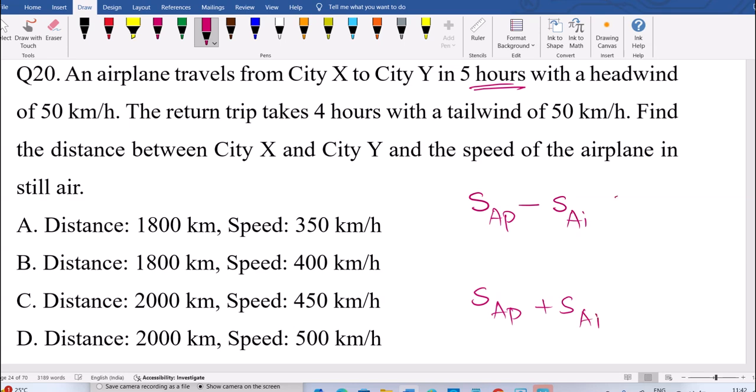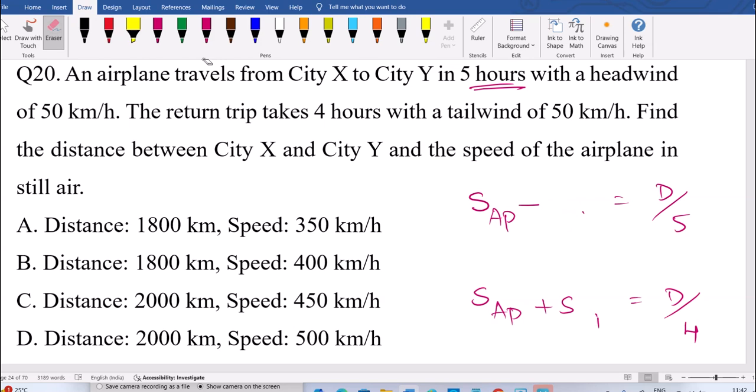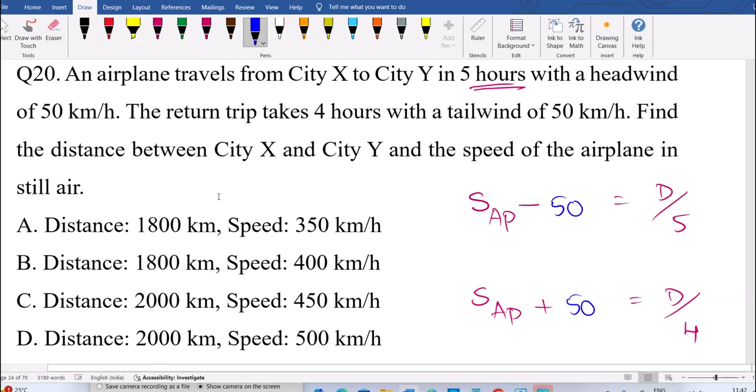Total distance is something divided by 5. Here total distance is something divided by 4. Air speed is 50 they given. Wind speed is 50. Minus 50 and this is plus 50. Right. It's very simple. You go with the option verification, as suggested.